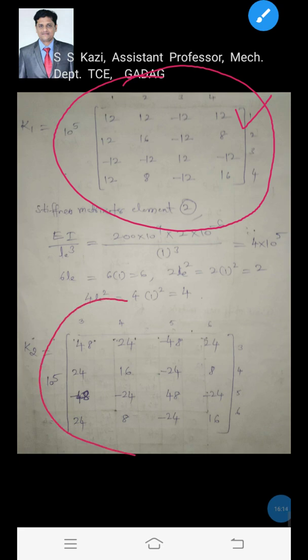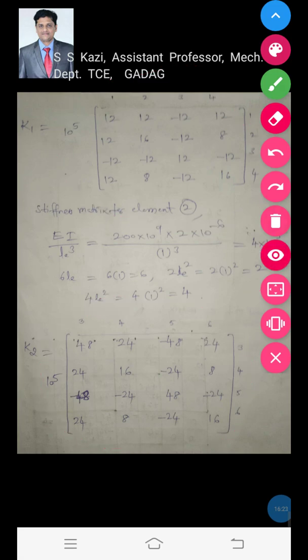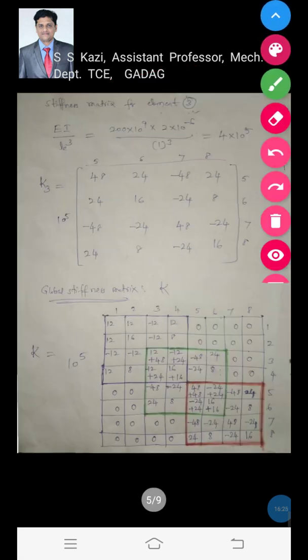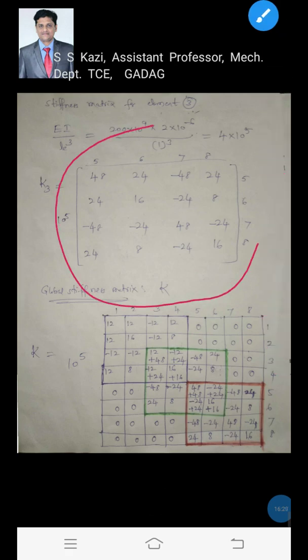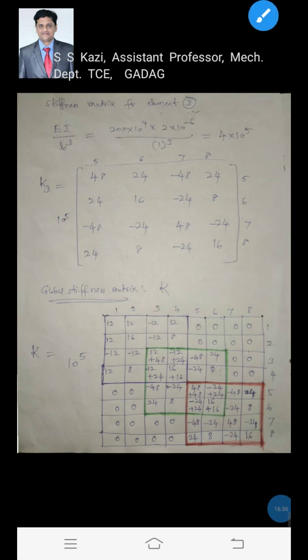Next K2, 3 4 5 6, 3 4 5 6, these numbers have to be transferred to the global stiffness matrix grid. Okay, now next element number 3, these values 5 6 7 8, 5 6 7 8, have to be transferred to this grid. How is it? Now you know how to assemble the matrices. Here I have shown 1 2 3 4, 1 2 3 4.